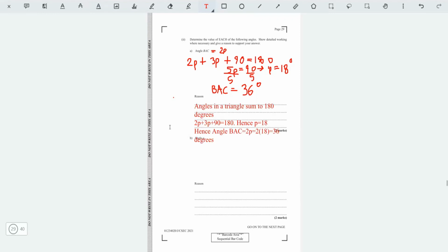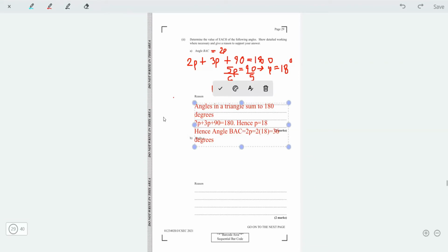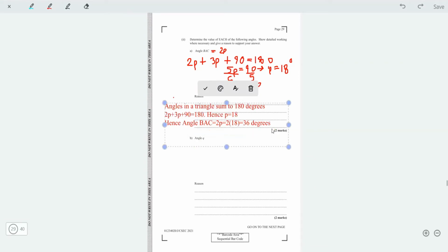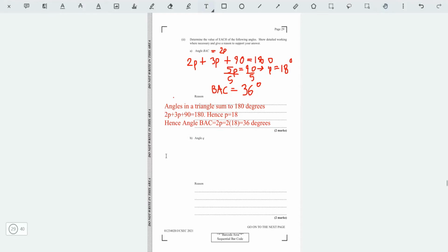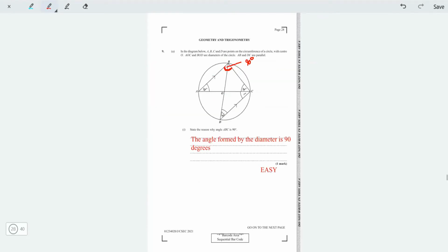Now they want angle Q. Go find angle Q now. Angle Q is this angle right here, so let's see how we can find angle Q. Oh, angle Q is just this.